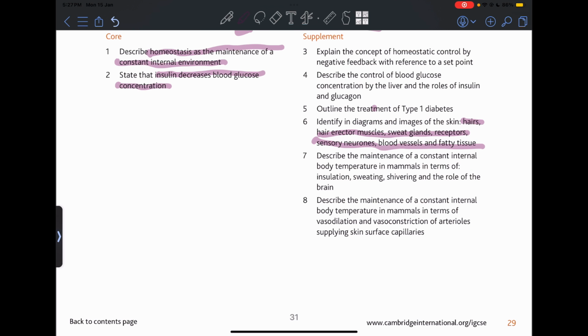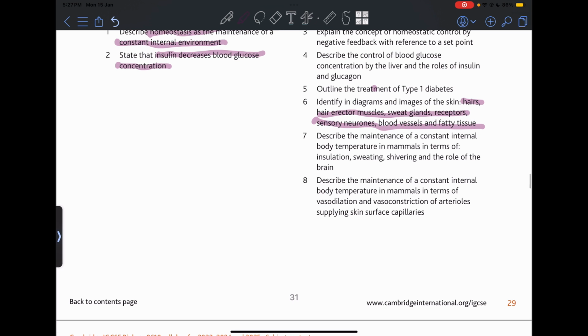Describe the maintenance of constant internal body temperature in mammals in terms of insulation, sweating, shivering, and the role of the brain. So, maintenance of a constant internal temperature may be done in several ways. By insulation, for example, if an animal is in a very cold environment, then it will have a thick layer of fat tissue around its internal organs so that it can protect itself.